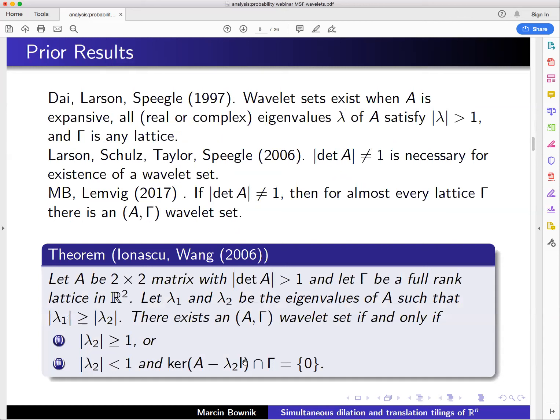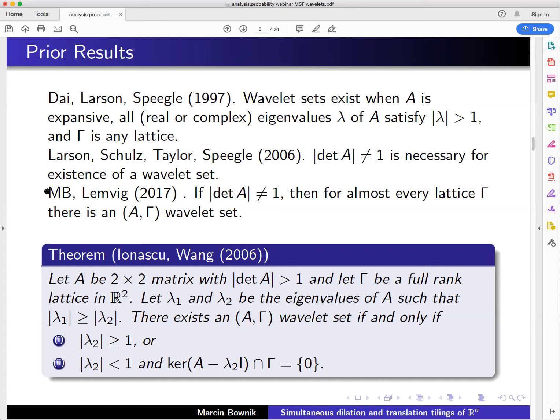So that's the motivation. So now what are the prior results? The first result from 1997, due to Dahlke and Speegle: a wavelet set exists whenever A is expansive, so all real and complex eigenvalues are strictly bigger than 1, and Gamma could be any lattice. Now, the result of Larson, Schultz, and Taylor about dilation tiling essentially says that determinant of A not equal to 1 is a necessary condition for existence of a wavelet set.